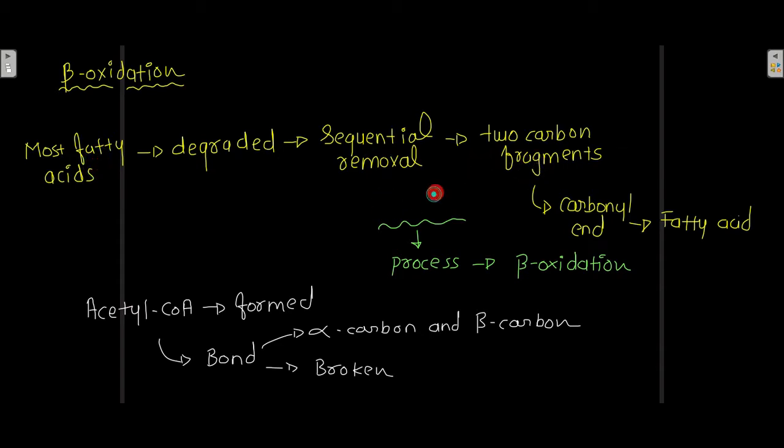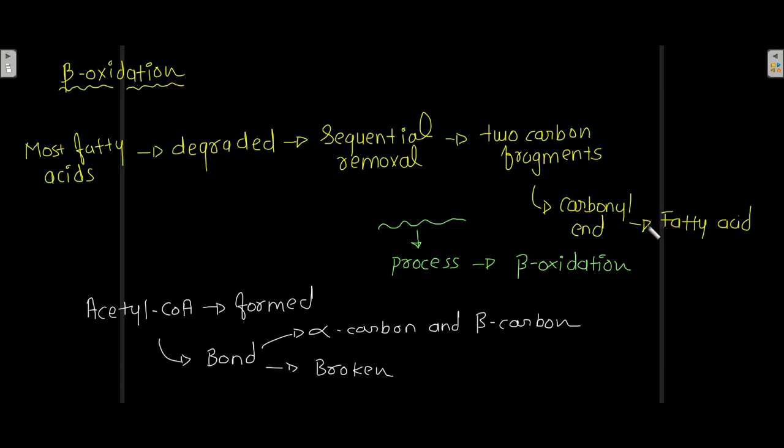Now, this process, the sequential removal of two carbon fragments from the carbonyl end of the fatty acid, is known as beta oxidation. And during this process of beta oxidation, acetyl coenzyme A is formed. And why is this acetyl coenzyme A formed? Because the bond between the alpha carbon and beta carbon is broken. Because of that, acetyl coenzyme A is formed during beta oxidation, which is sequential removal of two carbon fragments from the carbonyl end of the fatty acid.